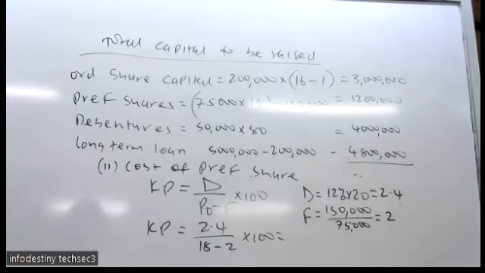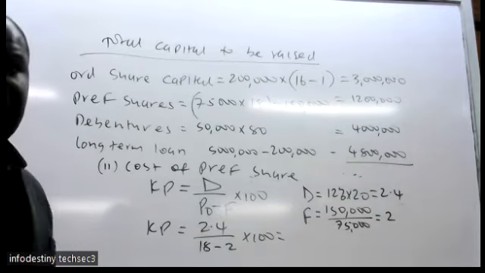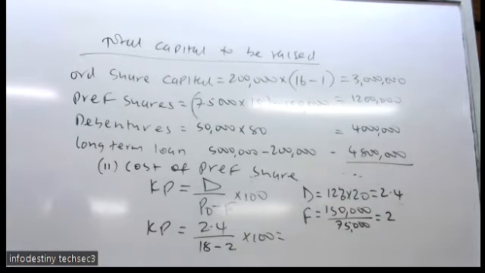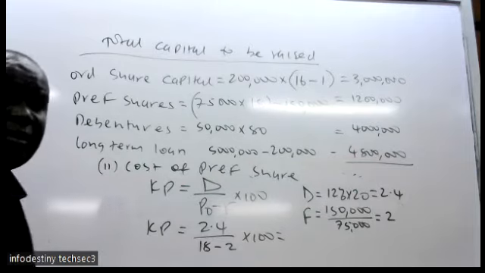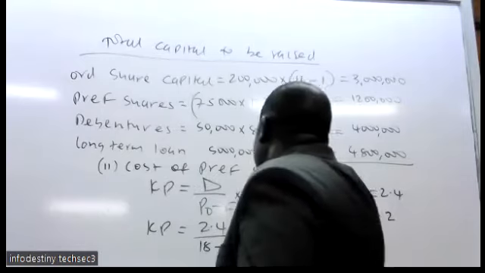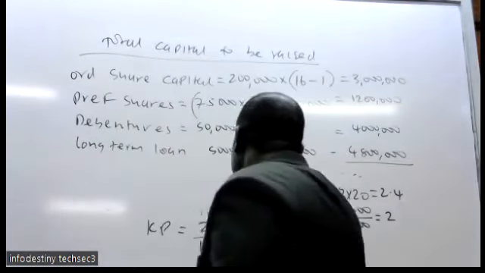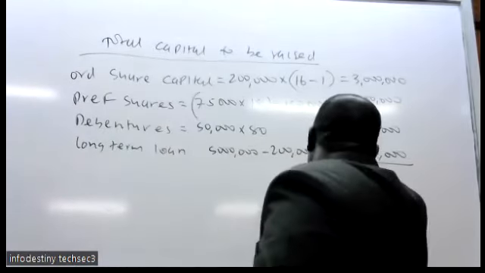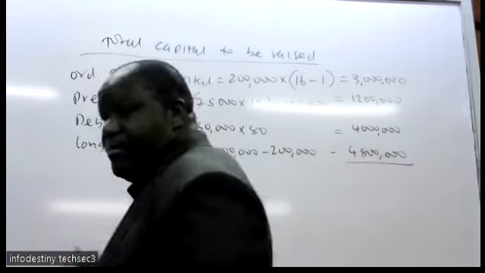So the next one, we also compute the cost of the debenture. We shall also be required to calculate the cost of the debenture. So the debenture is in note number three. That debenture is irredeemable because they have not given us the maturity period.